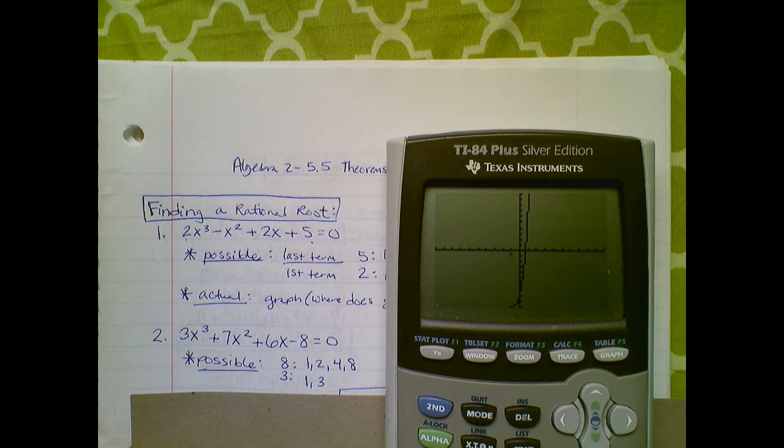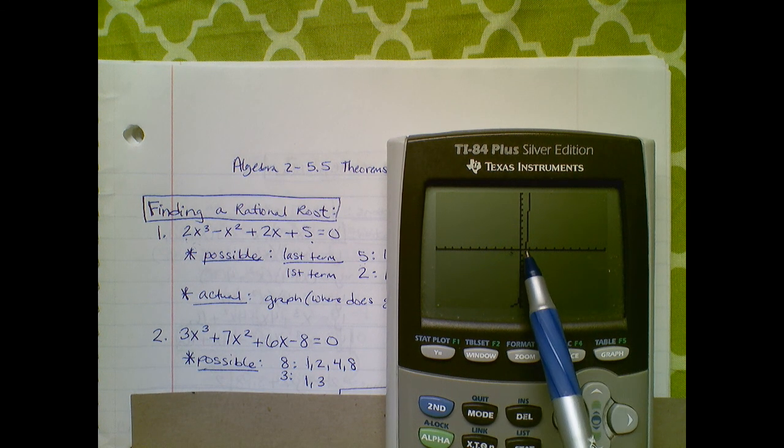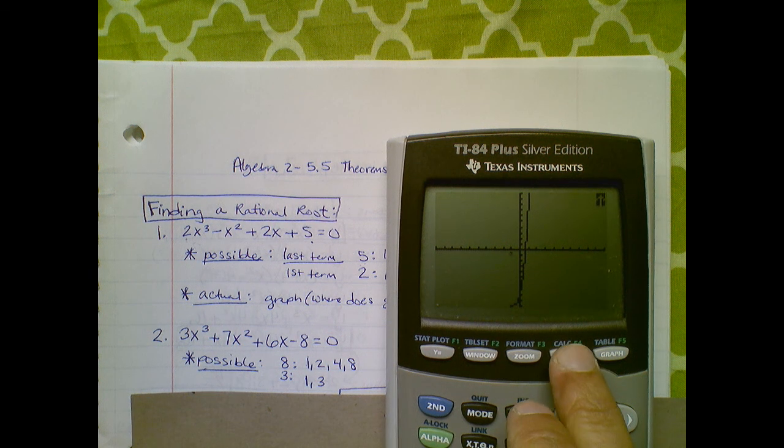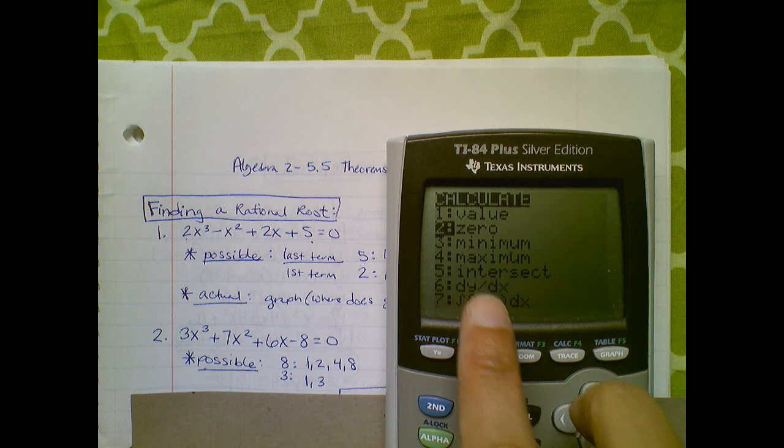So we get this graph. Notice it again, it just crosses at one place. So we want to find what that one solution is where it crosses the x-axis. So go to second trace, go down to 0.